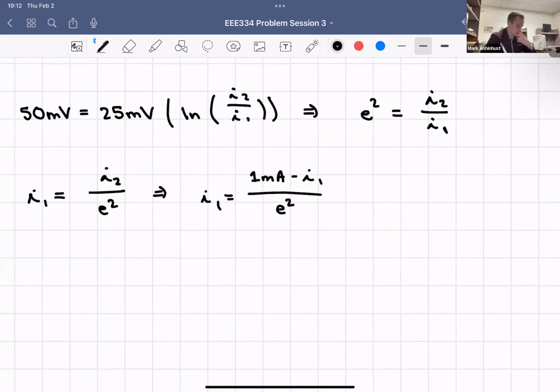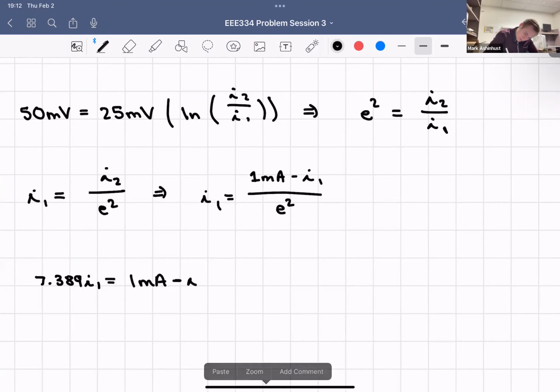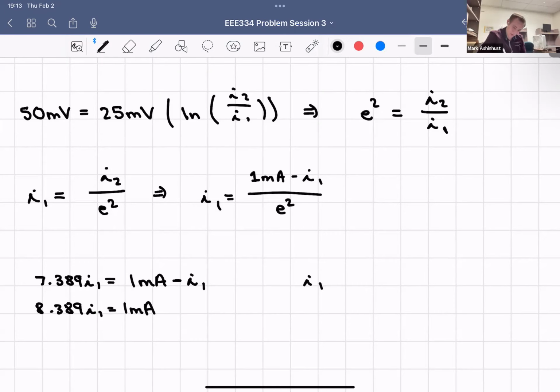I'll let you do that; you can do a little bit there if you want. So e squared is 7.389, so we can multiply that. 7.389 I1 equals 1 milliamp minus I1. So we can add I1 over, and we get 8.389 I1 equals 1 milliamp. Then I1 equals 1 milliamp over 8.389, which would give us 0.119 milliamps for I1.